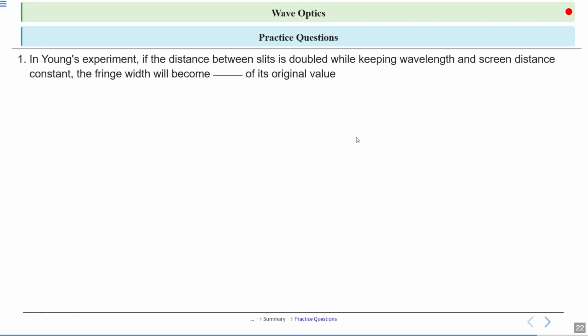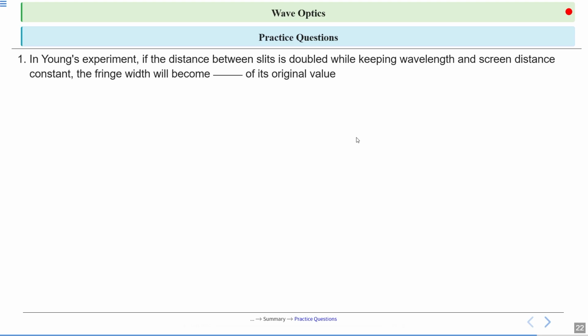Now here are some questions based on what we have studied today. In Young's double slit experiment, if the distance between the slits is doubled while keeping the wavelength and screen distance constant, the fringe width will become blank times its original value. You have to fill in the blank: fringe width will become how many times its original value. And this is about how this affects the pattern.